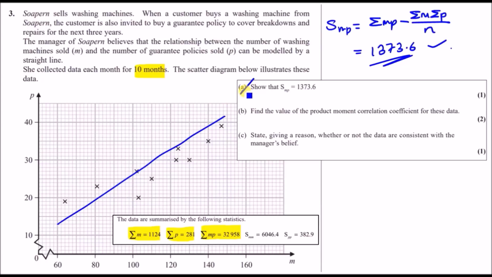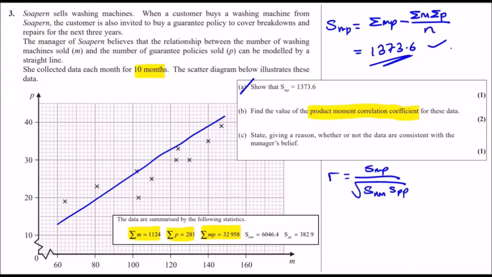Now for B, it tells us to find the value of the product moment correlation coefficient. In other words, this is the R value, the correlation value, to see if the data is positive or negative. Now we know that R equals, the usual one would be SXY. In this case, it's between M and P. So it'd be SMP over the square root of SMM and SPP. Now you just pop in the values here, yeah?